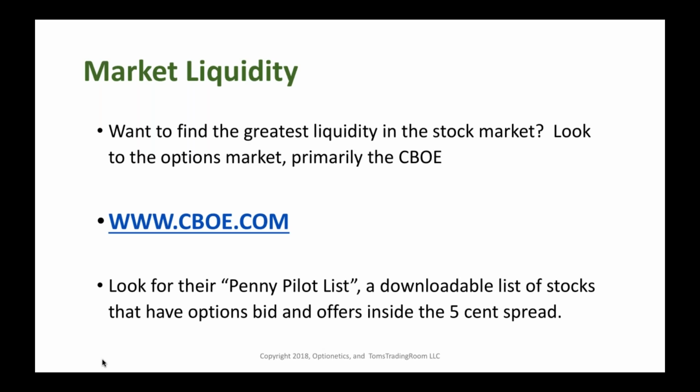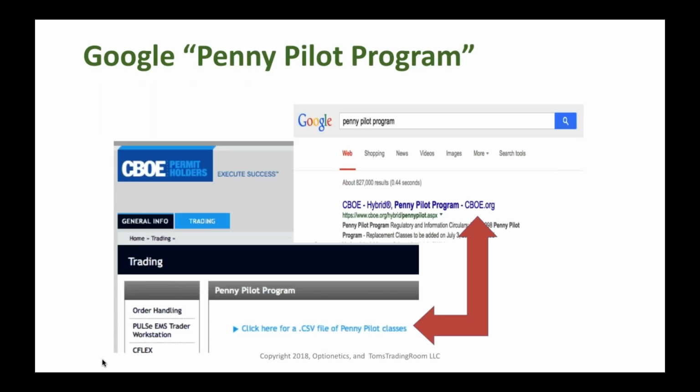So no longer do I look at 4,000 optionable stocks. I've dialed that list down to, I want to say, less than 400, because those 400 stocks all have something in common. They're all part of the penny pilot list.